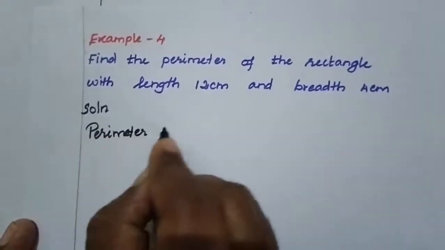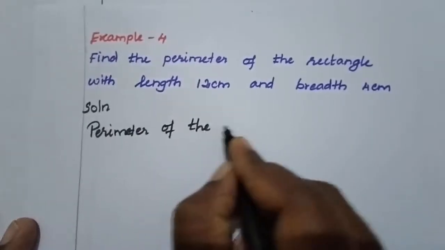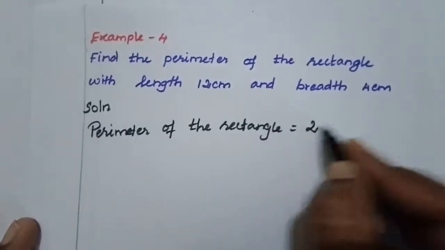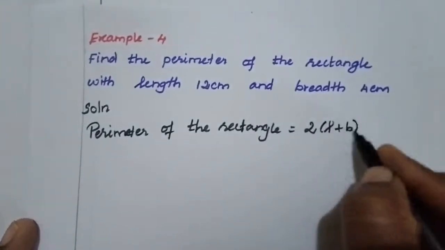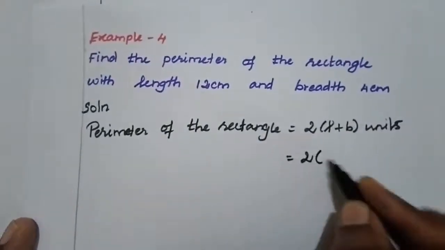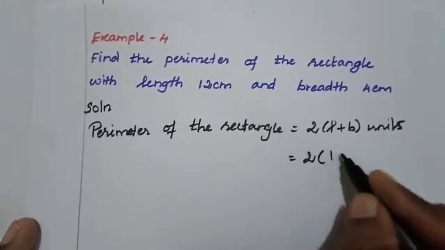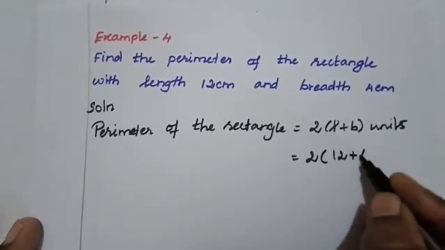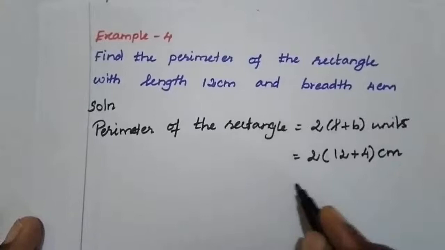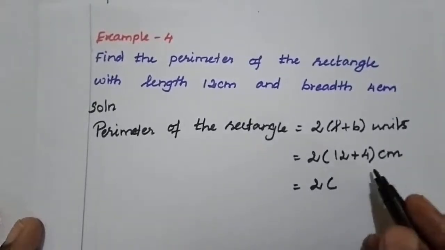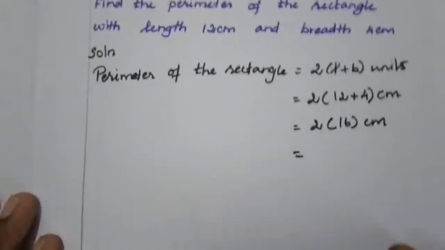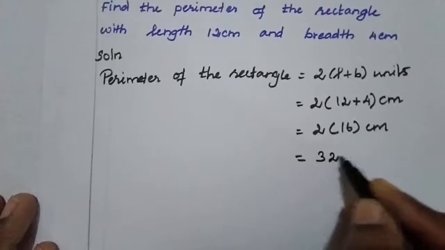Perimeter of the rectangle, which is equal to 2 times (length plus breadth) units. So what's the value of length given in the question? Yes, 12 centimeter. Breadth is given as 4 centimeter. What's the unit given in the question? Centimeter. So centimeter. 2 into, what's the value of 12 plus 4? Yes, 16 centimeter. 2 into 16 is 32 centimeter.